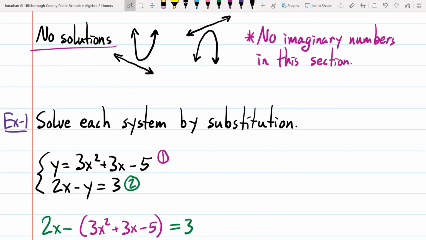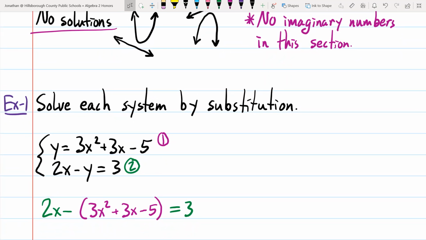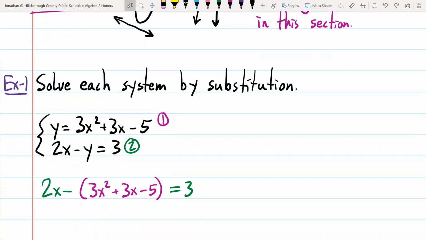This is how these problems will be presented to you. Solve each system by substitution. I label my graphs in different colors so you can see how I set this up. The first one, y equals 3x squared plus 3x minus 5. I know that's my parabola because it has an x squared. The second one, 2x minus y equals 3. That is my line because it has a plain old x. And no, you don't have to convert the second one into y equals mx plus b.